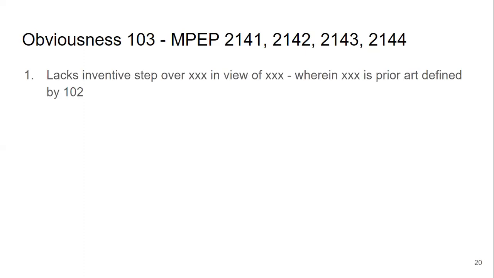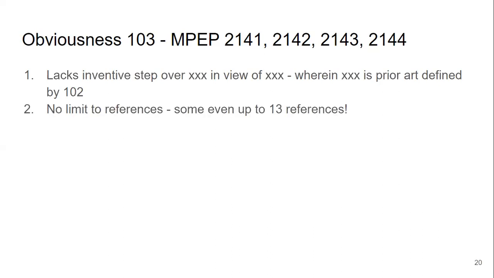Because it's all based off of rationales for combining references to overcome an invention. So if something lacks an inventive step over XXX in view of XXX, where both of those references are prior art defined by 102, it's all just based off of those same definitions of 102A1 and 102A2. Both of those prior art definitions still hold with 103.